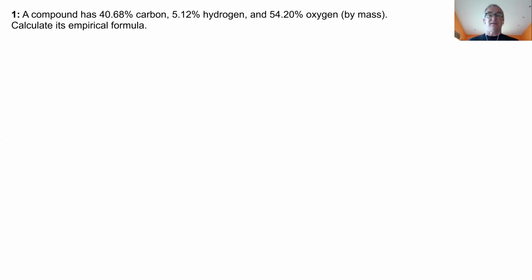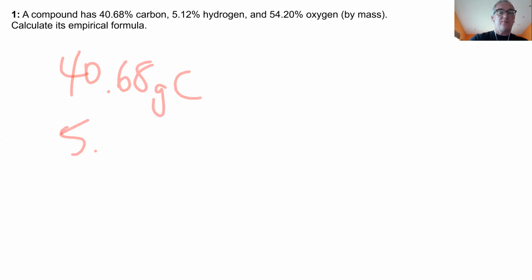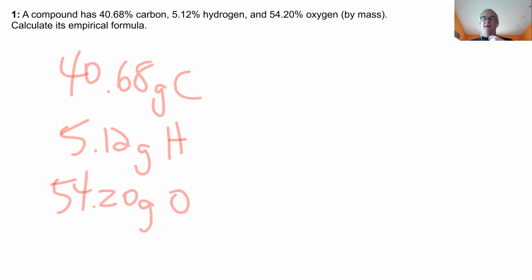So yeah, excellent suggestion. Just assume you've got 100 grams, or you could assume you have 1,000 grams or 10,000 grams or 1,000,000 grams. It doesn't really matter. Just assume you have a certain mass and then convert these percentages to mass also. But since it's percentage, and that means out of 100, why not just make it 100? That way we don't have to do any math. So we can just write down, it has 40.68 grams of carbon. It has 5.12 grams of hydrogen, and it has 54.20 grams of oxygen. So that's what we know.